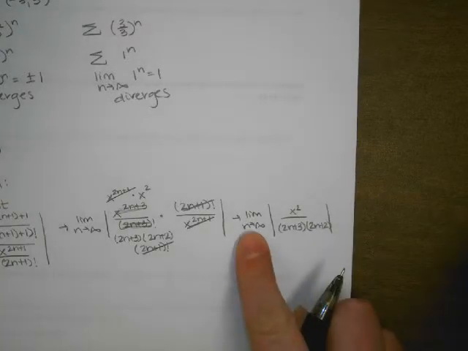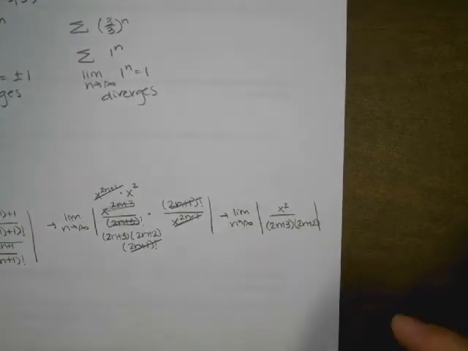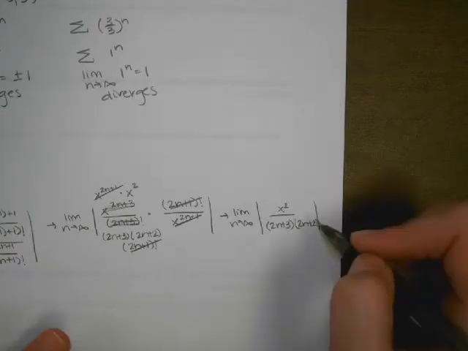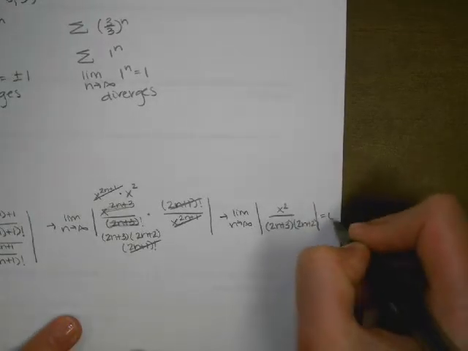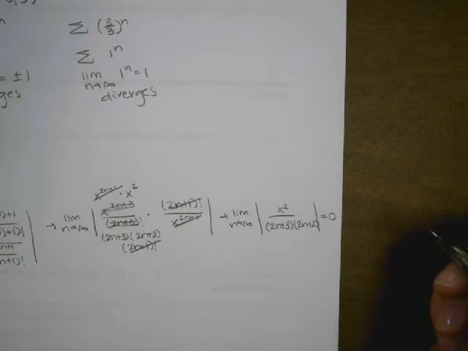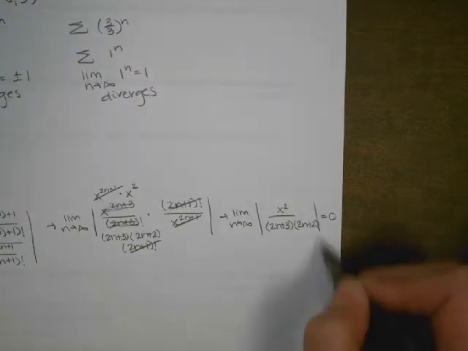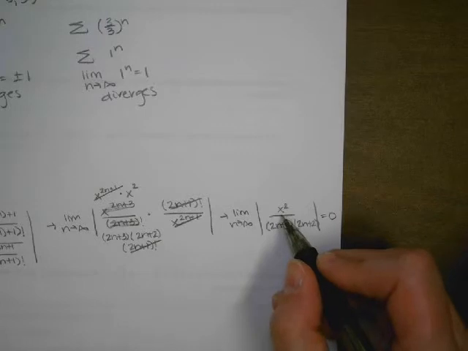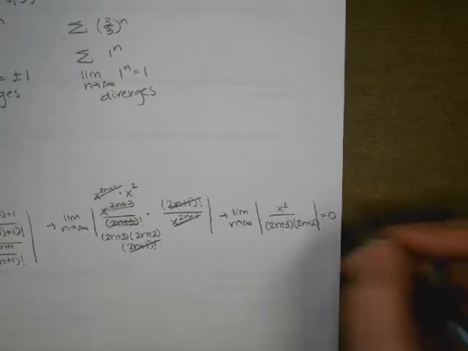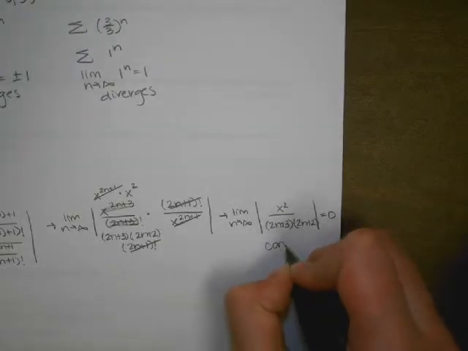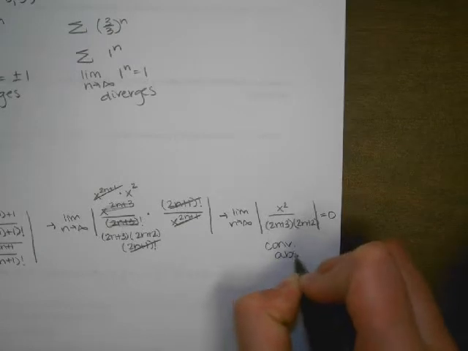And if I evaluate that, since I'm thinking of the infinity as going in for the n's, not for the x's, then that's going to be a limit of 0. And so that means that this converges absolutely. It doesn't matter what I plug in for x, it's always going to converge. So I'm going to say converges absolutely.